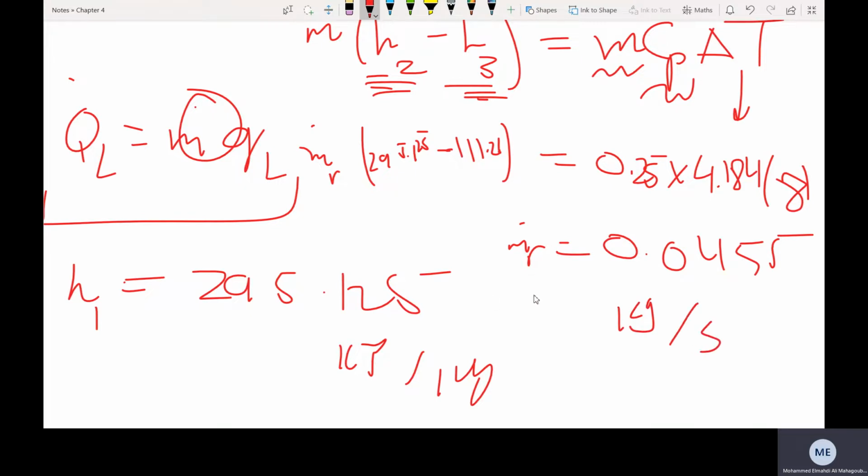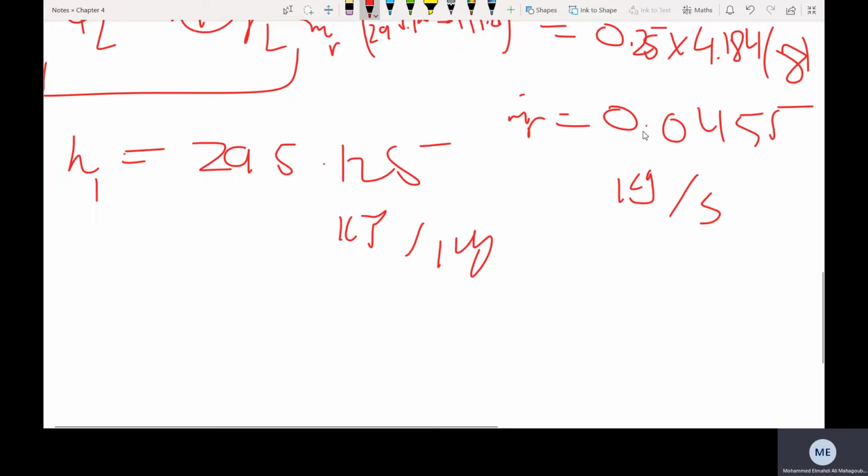Sometimes the question asks you to find the mass flow rate of the refrigerant in different units. It might tell you to find it in ton per day. So how can you do that? You know that the ton is 1,000 kilograms. So you multiply by 1,000 kilograms for each ton, as I said, ton per day.